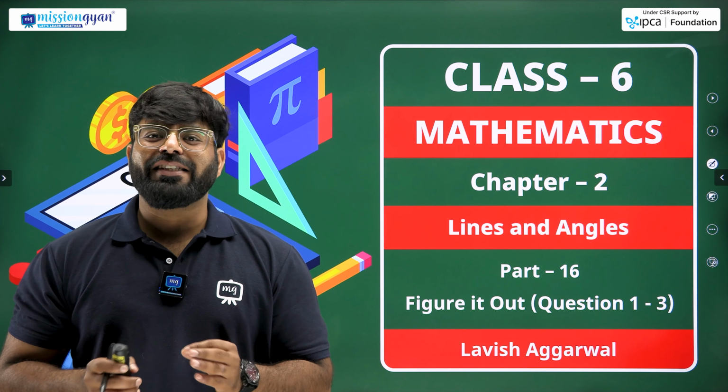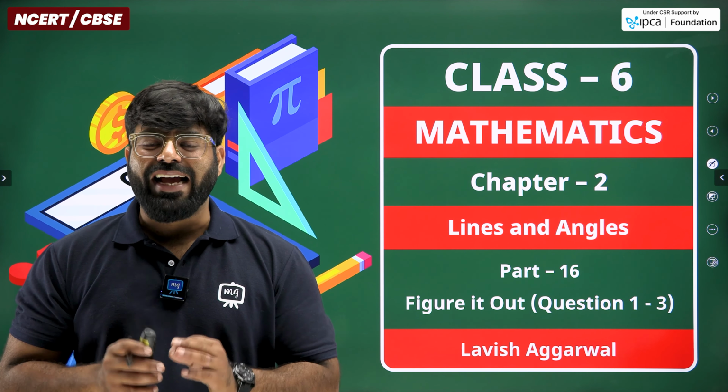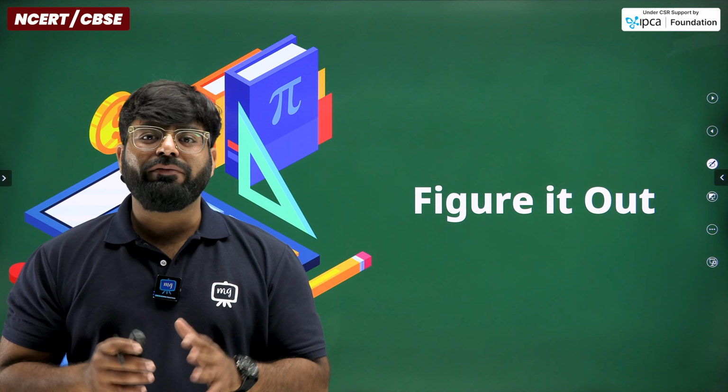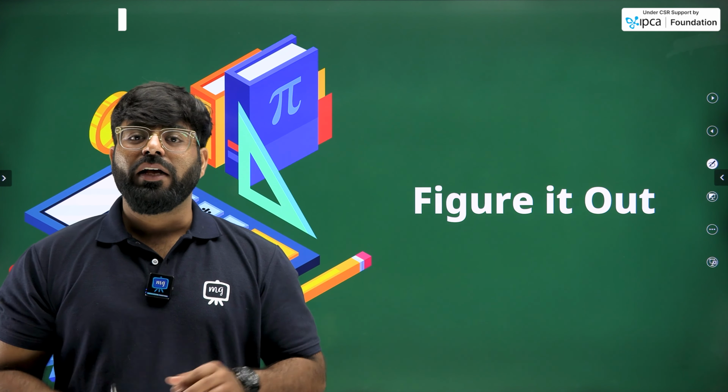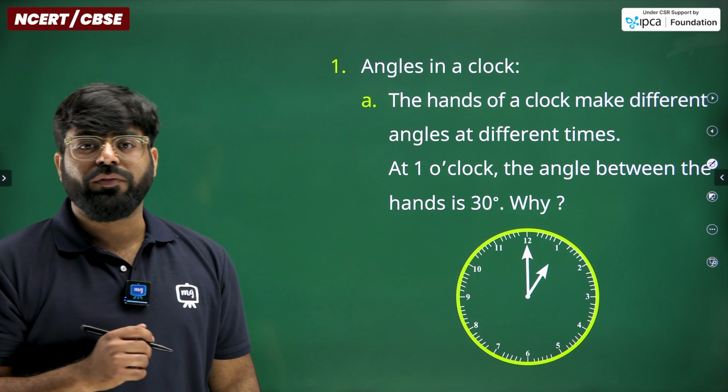Today we are taking class 6 mathematics chapter number 2, that is lines and angles. And in today's part, we will be figuring out some questions related to the measurement of some angles. So let's start with the first question on the screen.